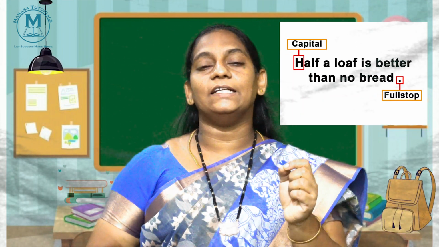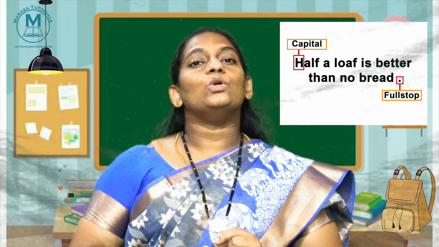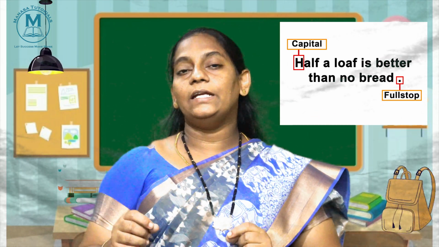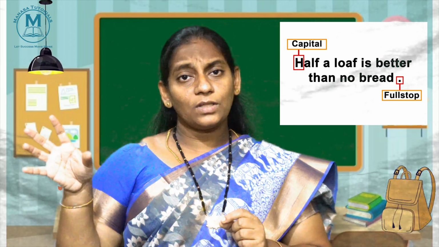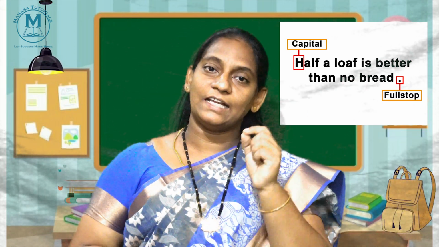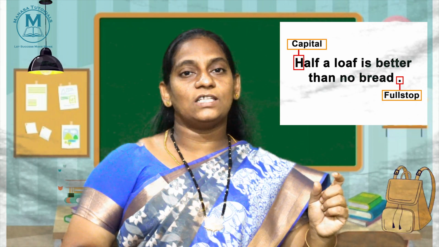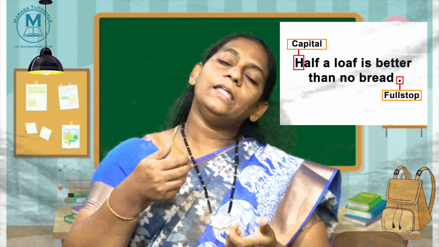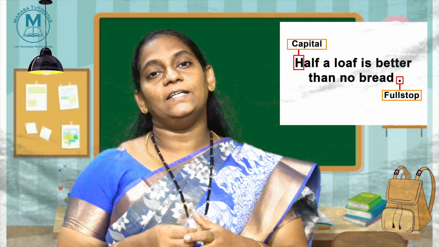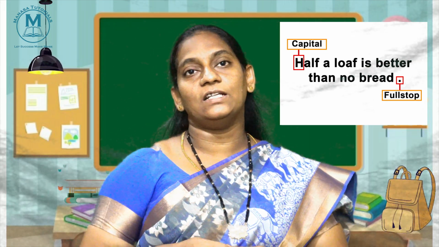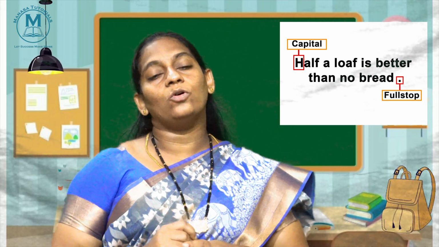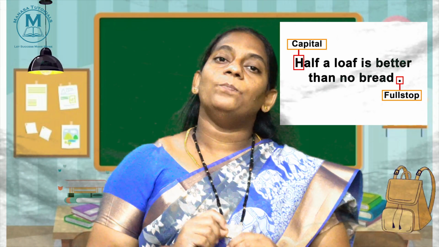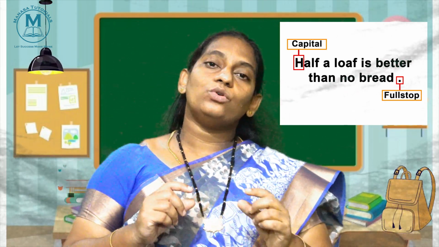When we start to write a sentence, firstly what we need to do is to begin the sentence with a capital letter. That is the basic need in English. Whenever we are starting a sentence, the starting letter of the sentence should always be a capital letter. And in the same way, when we are ending a sentence, the last thing we do is to place a full stop.